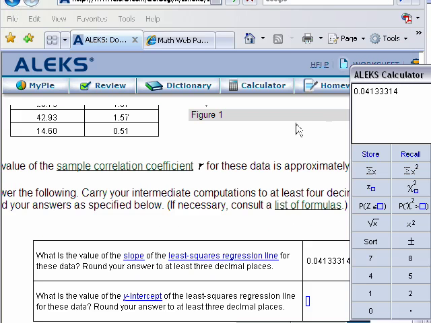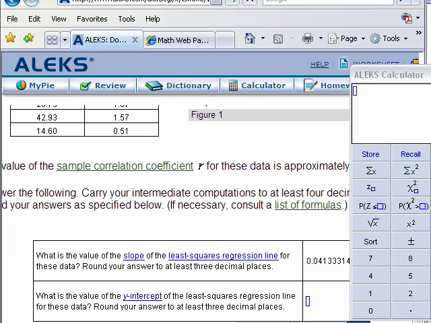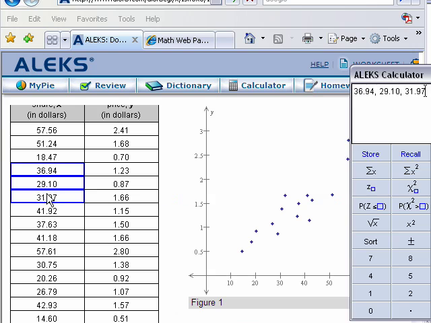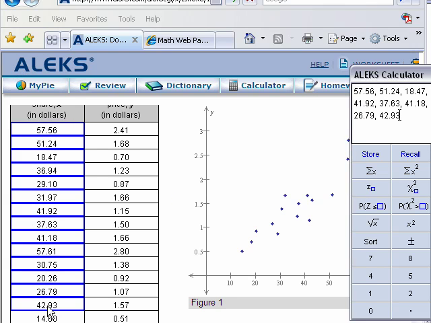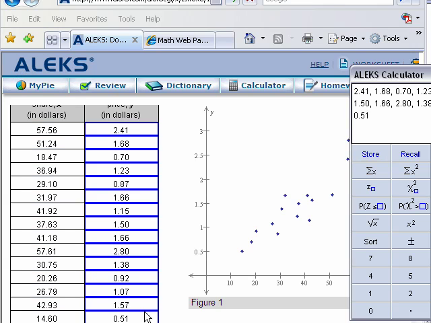So let's go ahead and find X bar first. So we're going to highlight the X values, and then we're going to find the mean for that. And we'll go ahead and store that. And then we'll highlight the Y values. So let's clear that out and highlight the Y values, and that'll give us the mean for the Y values.